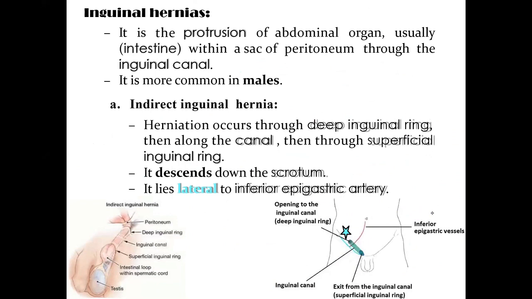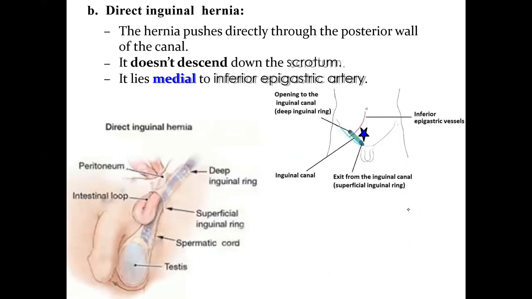When you talk about direct hernias, there are hernias that push directly through the posterior wall of the canal. It doesn't descend down to the scrotum. It lies medial to the inferior epigastric vessels. Now, this is the deep ring. This is a weakness on the posterior wall. The hernia just protrudes. That is called a direct hernia.